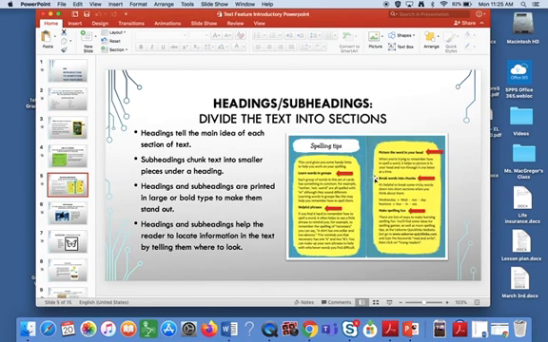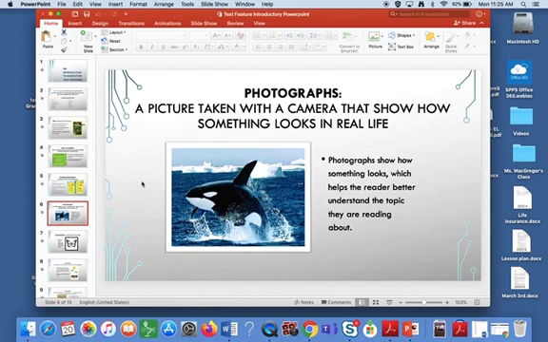You can look for the subheading and go there automatically. The next text feature we're looking at is photographs. This is very different from illustrations, so it's good to know the difference. Photographs are pictures taken with a camera that show how something looks in real life. Photographs show how something looks, which helps the reader better understand the topic they're reading about.